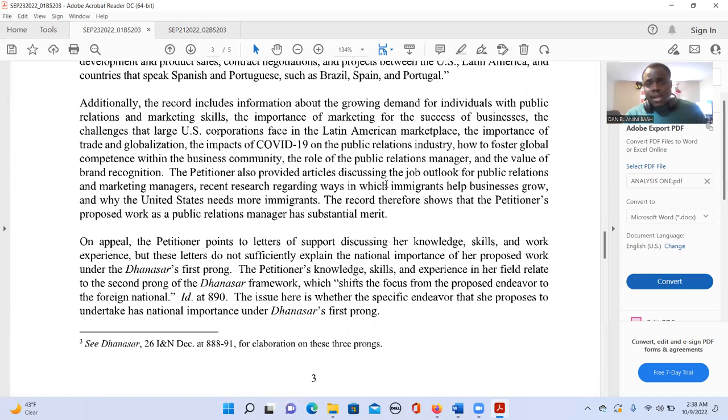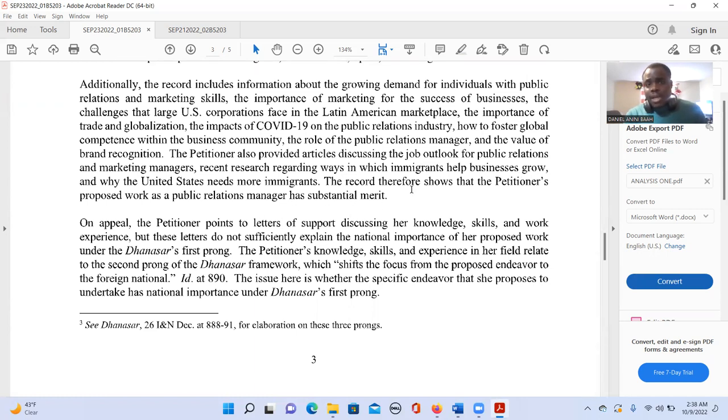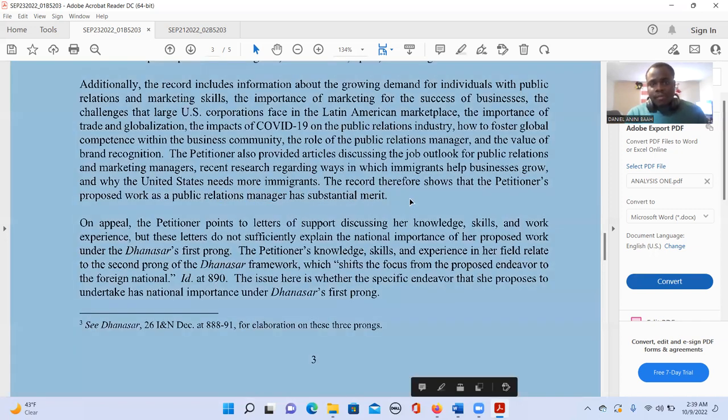The petitioner also provided articles discussing the job outlook for public relations and marketing managers, recent research regarding ways in which immigrants help business grow, and why the United States needs more immigrants. The record therefore shows that the petitioner's proposed work as a public relations manager has substantial merit. I want us to take note of this point. Has substantial merit, okay?